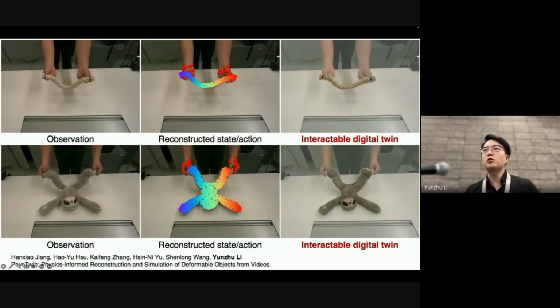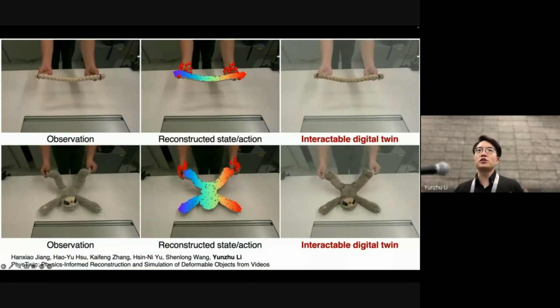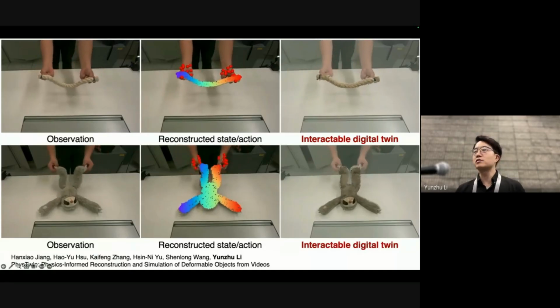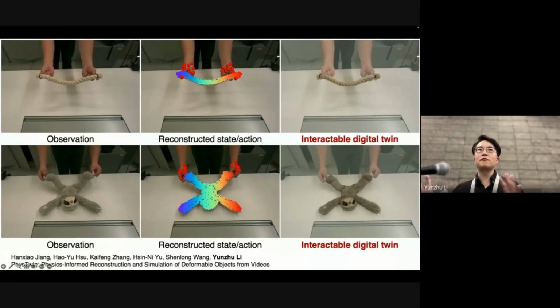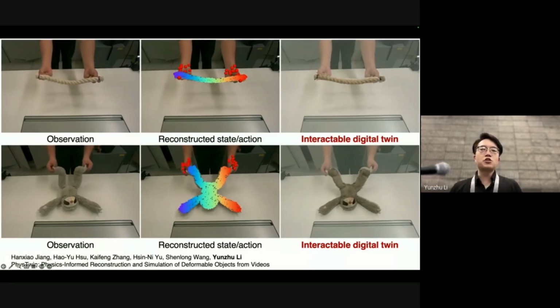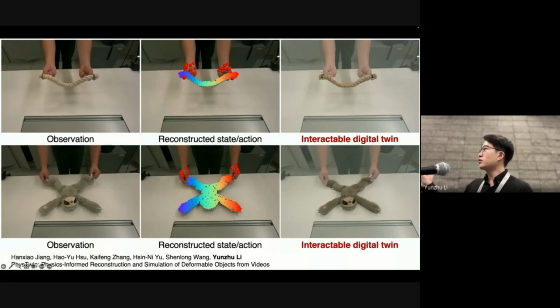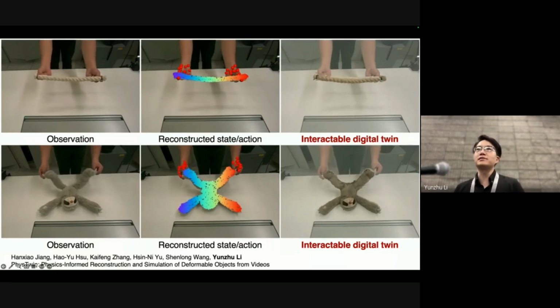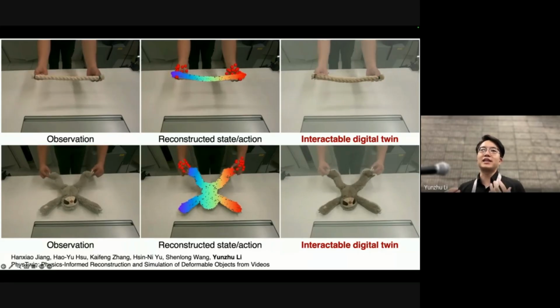On the left, what we are showing are the observations we are given to our robots, which are just a few seconds of real-world interactions. Here we're showing one view, but in total we have three camera views observing the environment. In the middle column, we are showing our reconstructed states. You can also see the color. That means the points are actually tracked. We also have points on the human hands that indicate the reconstructed actions.